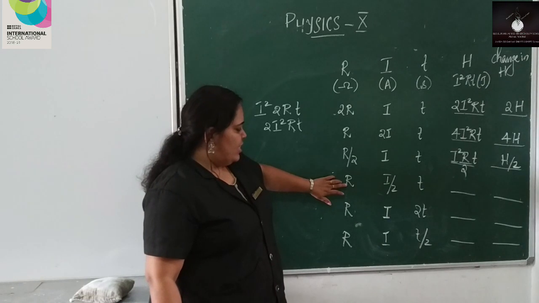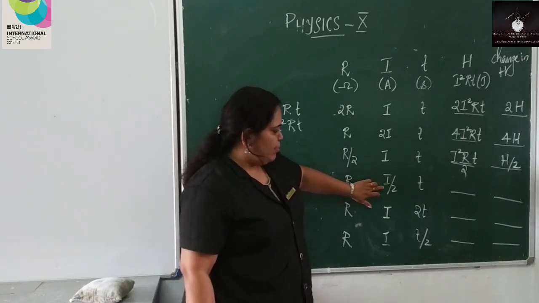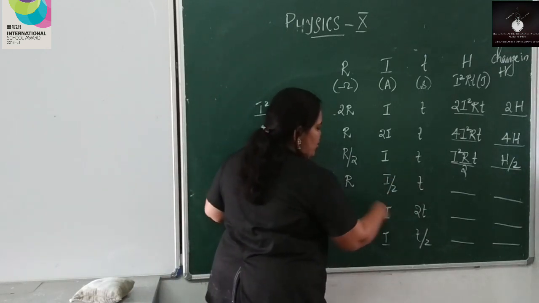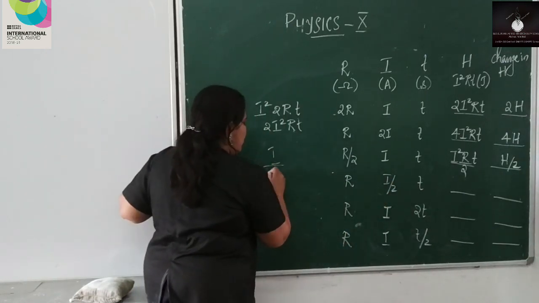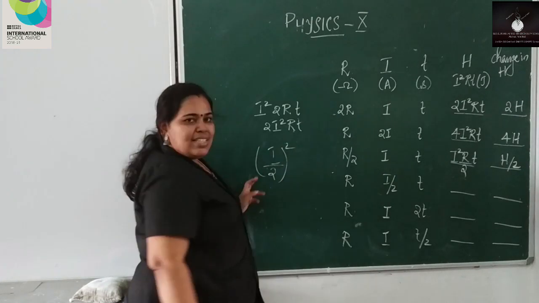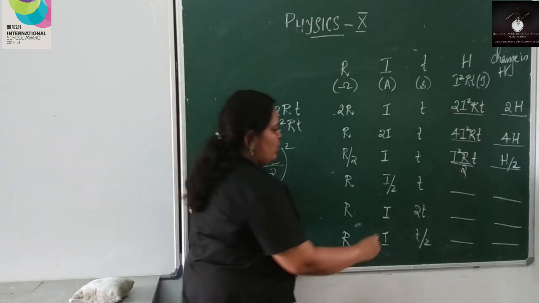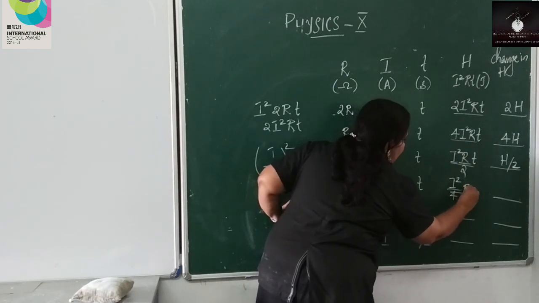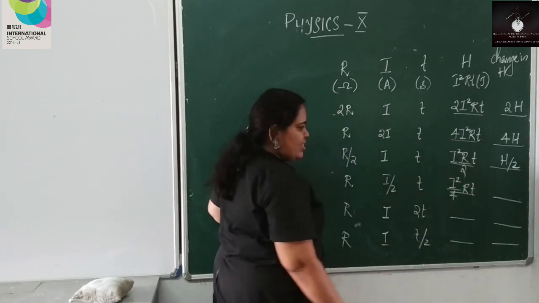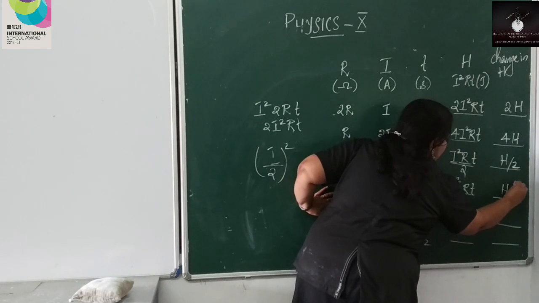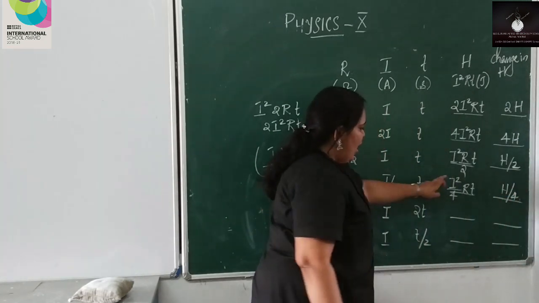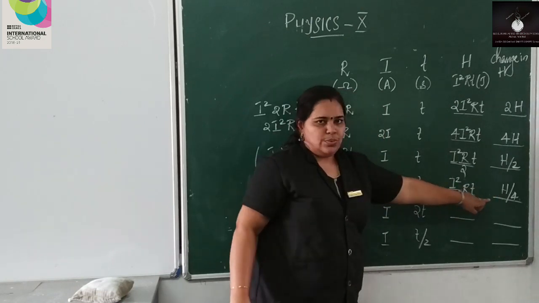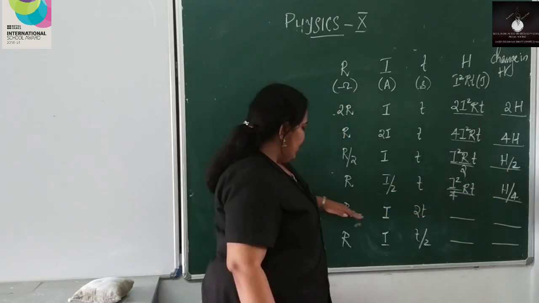Take this case. Resistance R, current is I by 2, and time is T. So I square. What is I by 2 square? It is I square by 4. So I square by 4 RT. That is, heat produced is H by 4, because I square RT is H. So we have written H by 4. Is it clear?